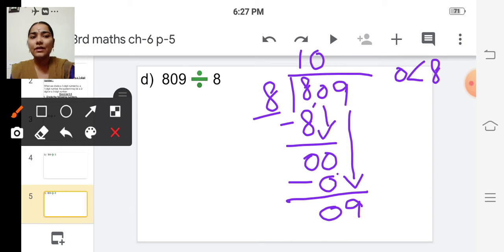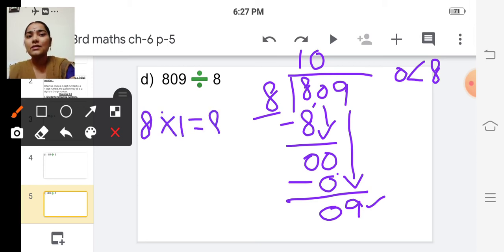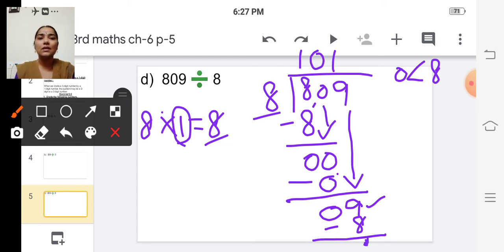So now the dividend is 9. Okay, so how many times will it go? Only one time, isn't it? 8 ones are 8. 8 twos are 16. So it will go beyond 9. So we cannot take 8 twos are 16. So we can take 8 ones are 8. So write this 1 in the quotient and write this 8 below the dividend and subtract. 9 minus 8 is 1.